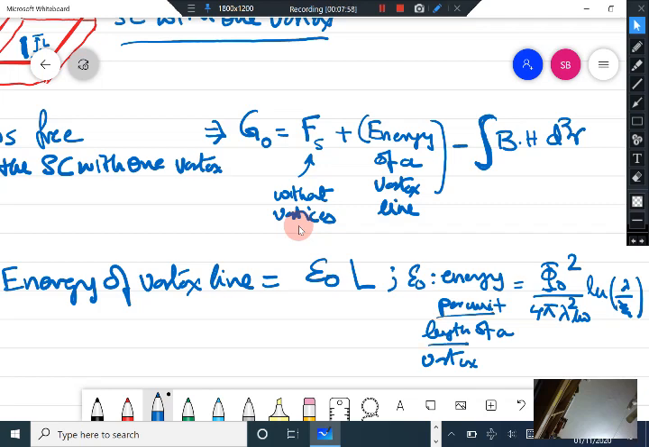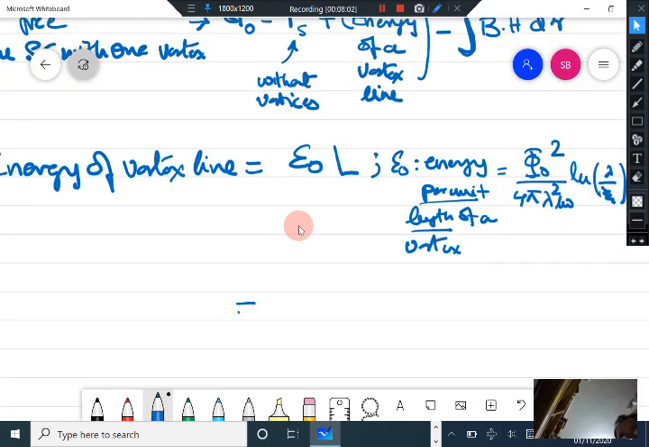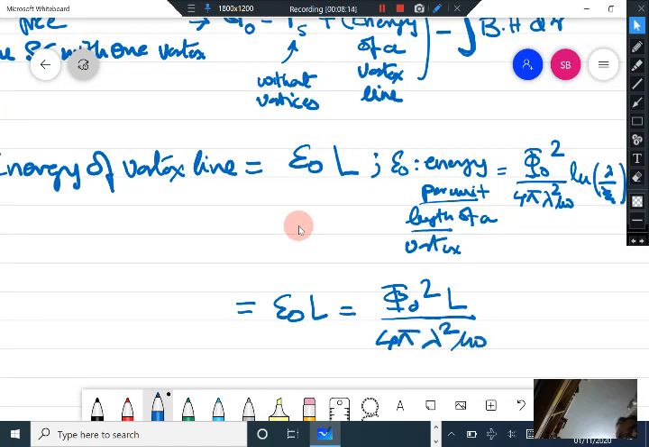Epsilon naught is the energy per unit length of the vortex. So the energy of the vortex line will become epsilon naught times L, which is phi naught squared times L divided by 4 pi lambda squared mu naught, log of lambda by xi.